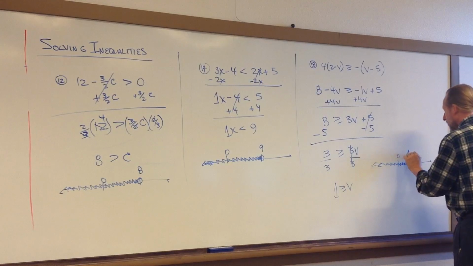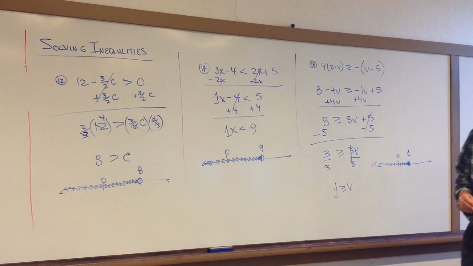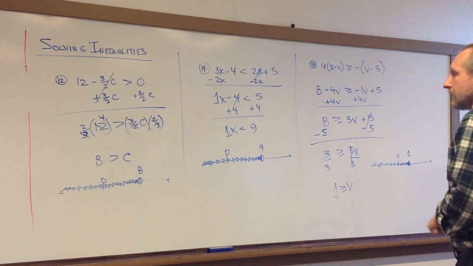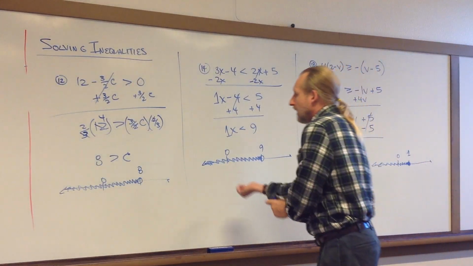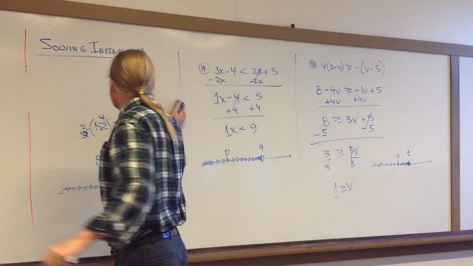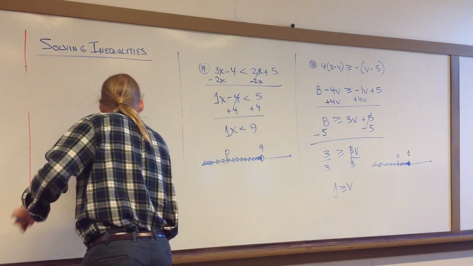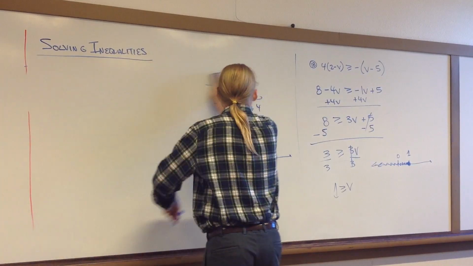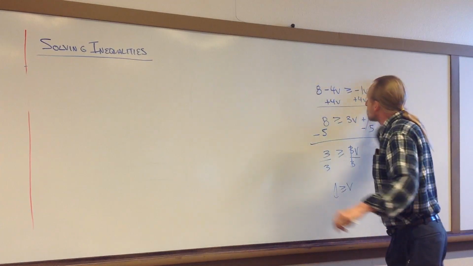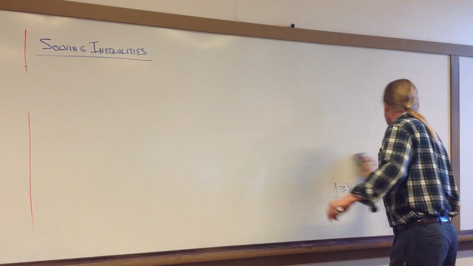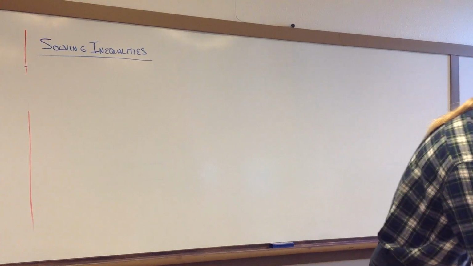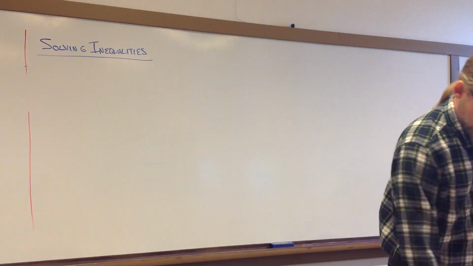And all the numbers less than or equal to 1. Okay, so there's the review for solving inequalities. Now, on the back, or in the second page of this assignment, we also have some information and exercises about intersections and unions of sets, because that material is on the final exam. So let's take a look at this page.